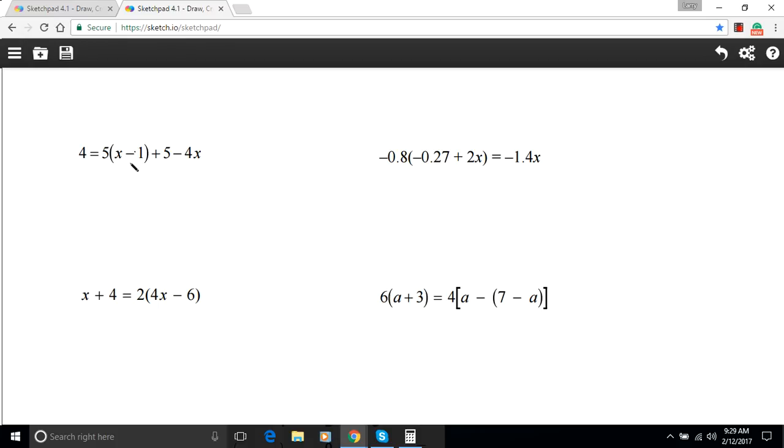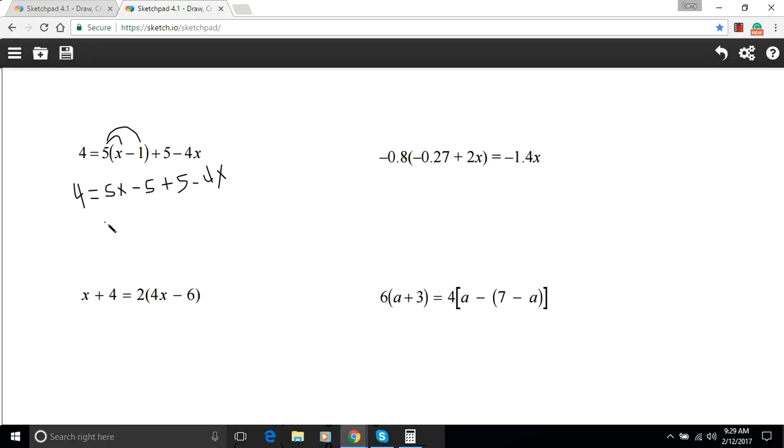So if there are parentheses, you want to try to simplify what's inside the parentheses. If there's some number snugged up to the left side of the parentheses, you need to multiply that through, distribute it, as we say. So we multiply the 5 times the x and the 5 times the negative 1. What you're going to get there, 5 times x is 5x, 5 times negative 1 is negative 5. And then we'll just go ahead and write the rest of this. So that's a plus 5 and a minus 4x.